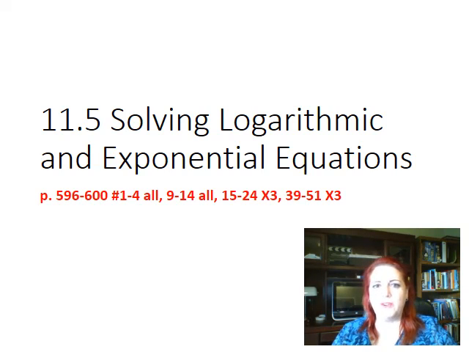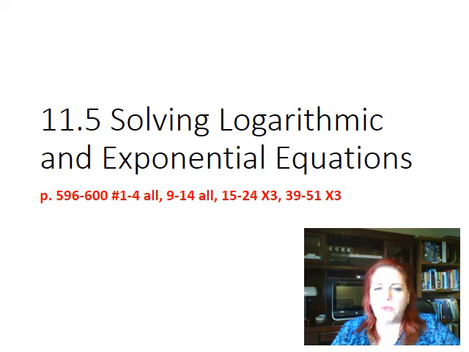So welcome to the very last section that we're going to be studying before we take our test next week, Tuesday. We're going to be solving logarithmic and exponential equations today. So exciting to finally see what all this stuff that we've been learning comes together so that we can finally solve some equations. Our homework is on page 596 to 600. It will be on the slide at the end of this presentation.